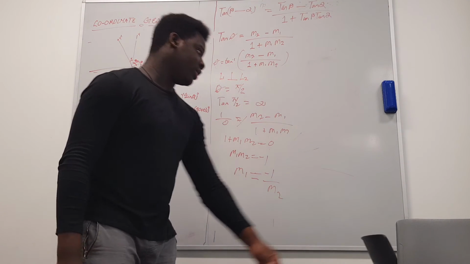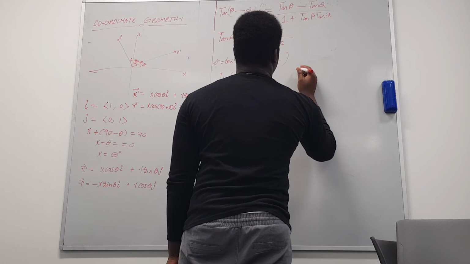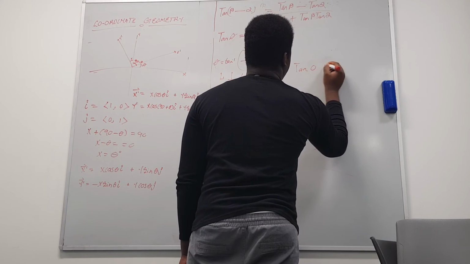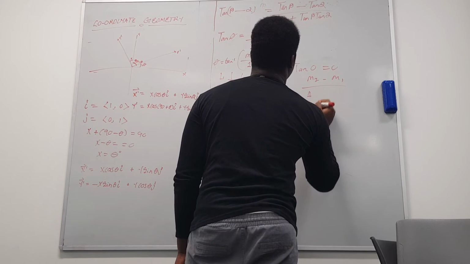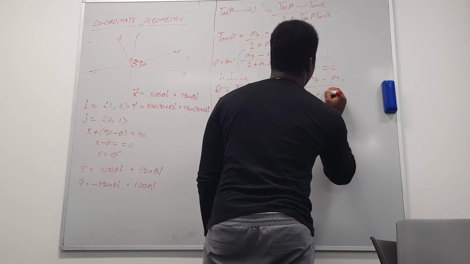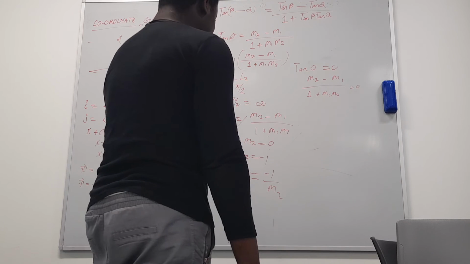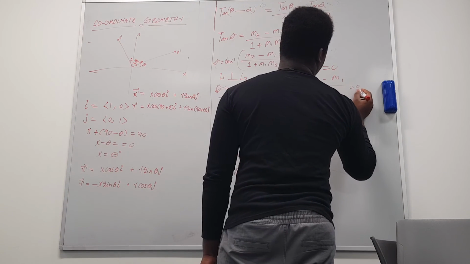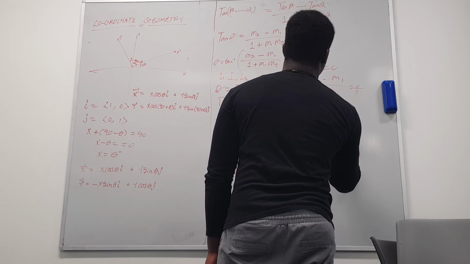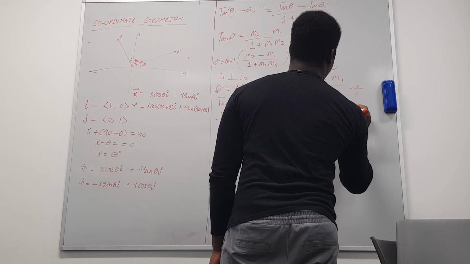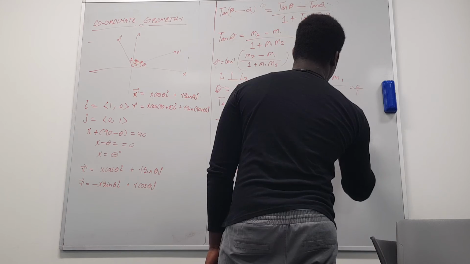If you do it for parallelism as well, two vectors are parallel if the angle between them is 0 degrees or 180. Tan of 0 should be 0. So tan 0 is equal to 0, so I have M2 minus M1 over 1 plus M1 M2. Is it 0? Yeah, it's 0. So if you cross multiply, this is 0 divided by 1, so you have M2 minus M1 is equal to 0, so M2 is equal to M1.